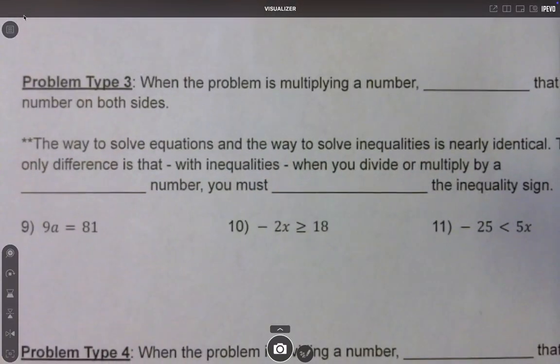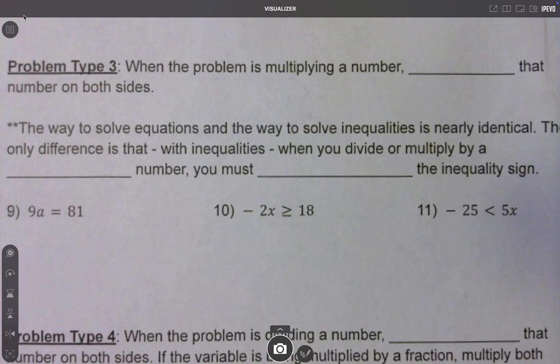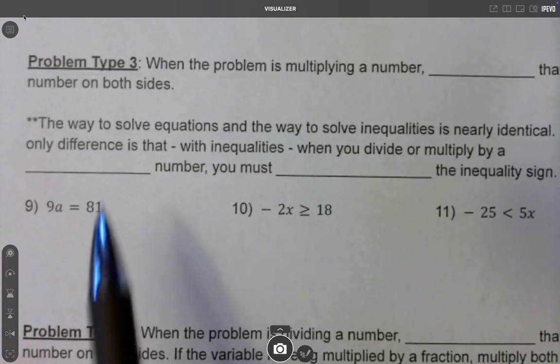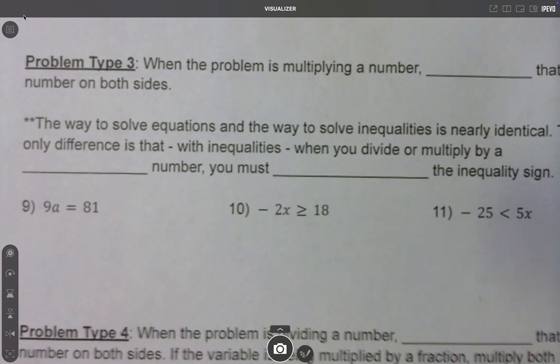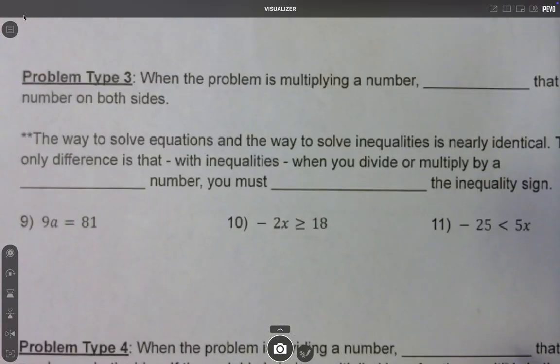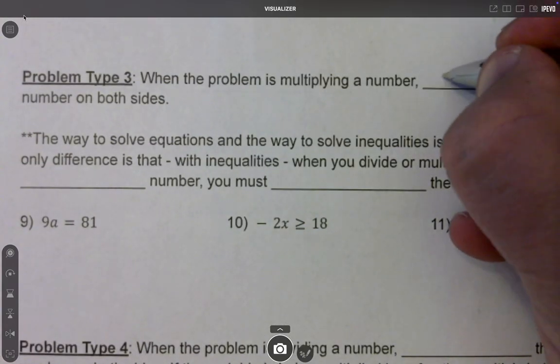Okay. Problem type number 3. When the problem is multiplying a number, you can see this is 9 times a, negative 2 times x, 5 times x. You divide that number on both sides.